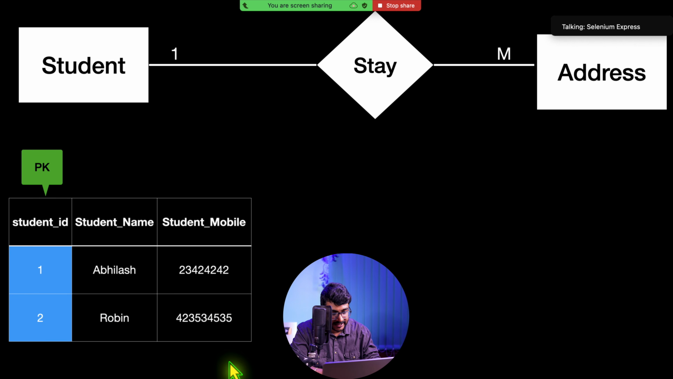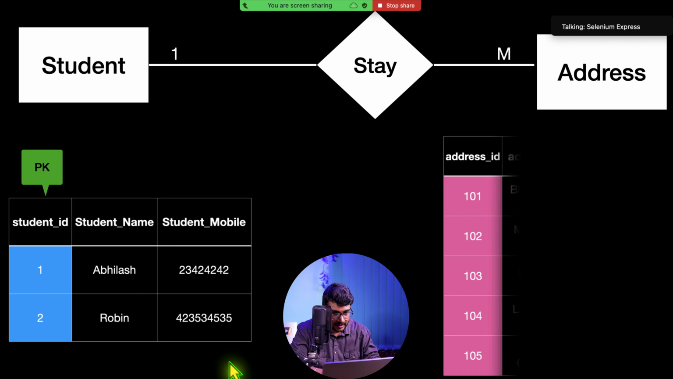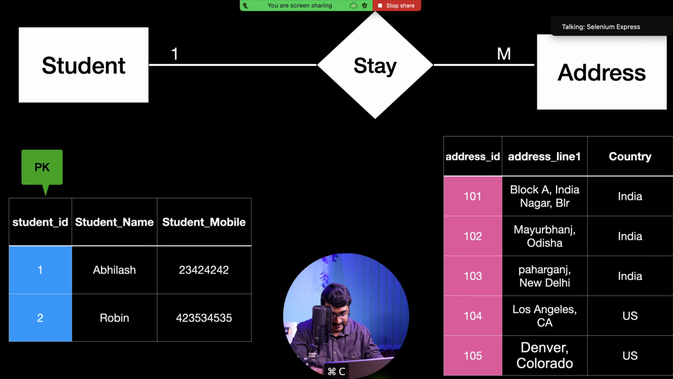Now, the primary key is student ID in the student table. We also have an address table. Let's say one is in Indira Nagar. I wanted to write Indira Nagar.